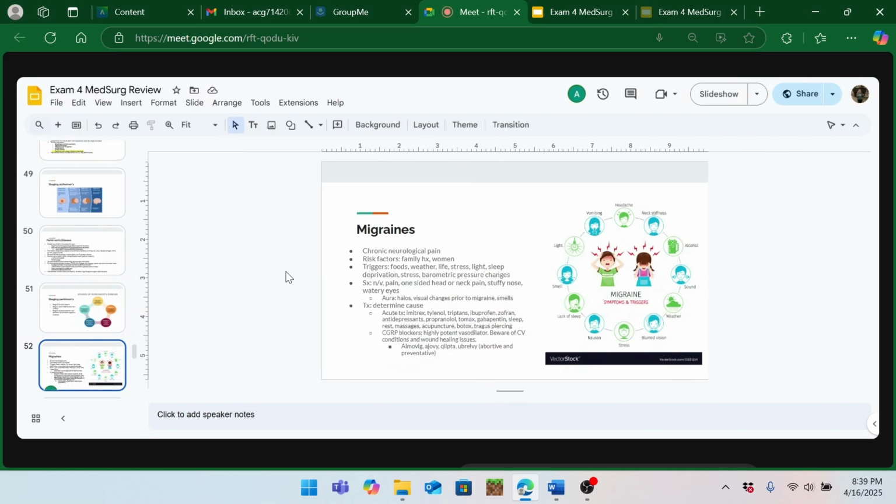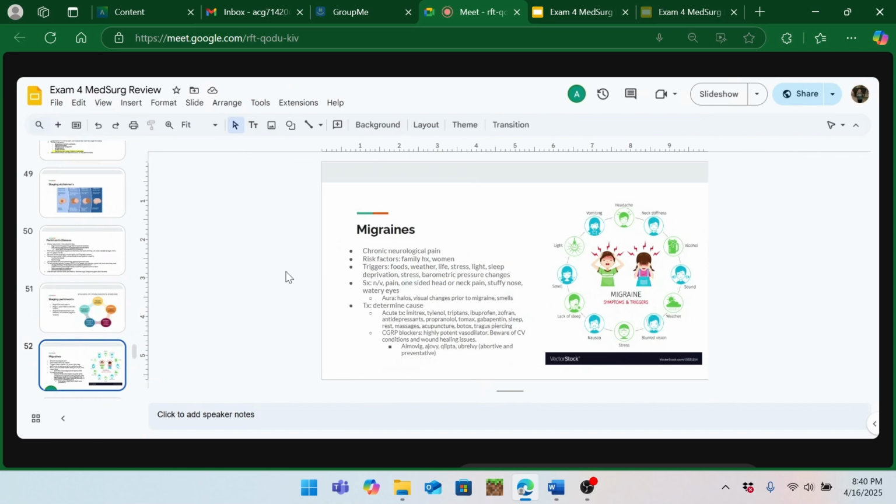Migraines. They're a chronic neurological pain. Some risk factors are family history and being a woman. Different things can trigger it, like weather changes, life stress, different foods, lights, sleep deprivation, all kinds of things. Some symptoms are going to be nausea, vomiting, pain. One side of the head can hurt or one side of the neck, stuffy nose, watery eyes.